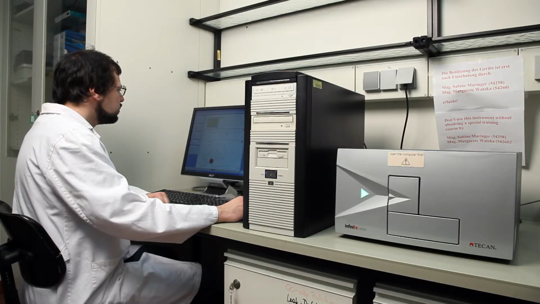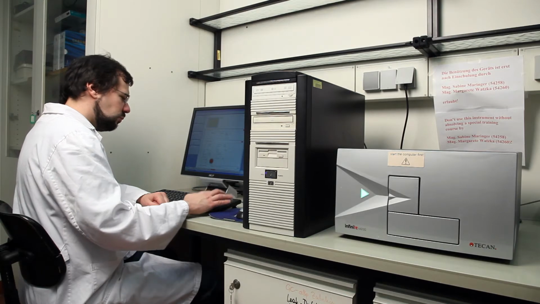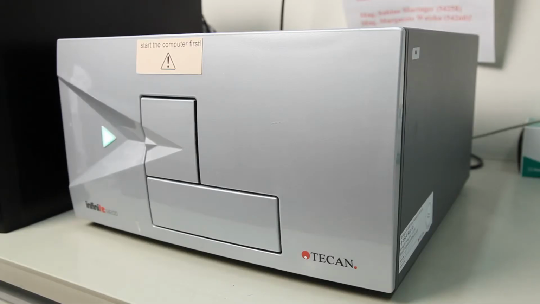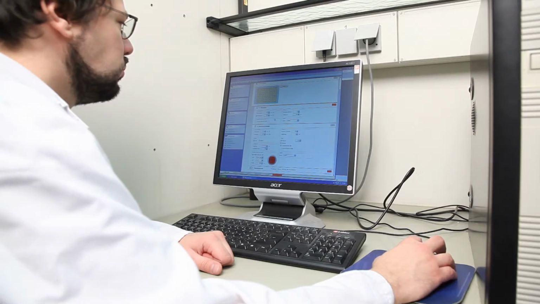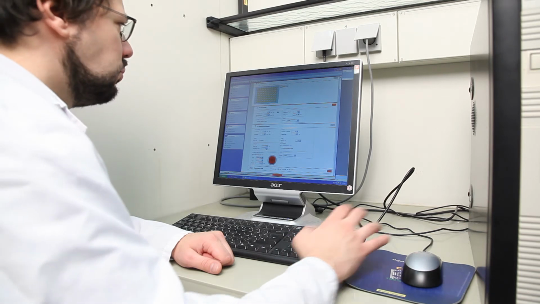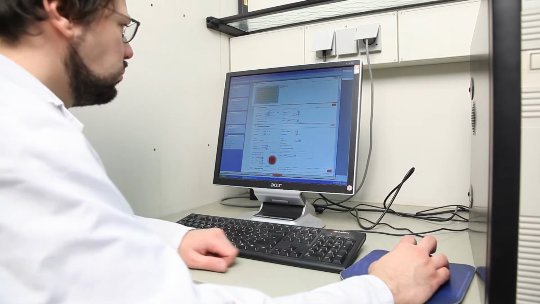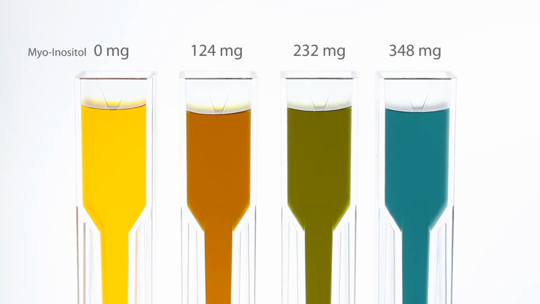For a more exact quantification, a spectral photometer is used. This instrument measures the absorption of light by a sample at a given wavelength. For the detection of chromium-3, a wavelength of 570 nanometers is used. We start with the measurement of the Meyer inositol series for calibration.